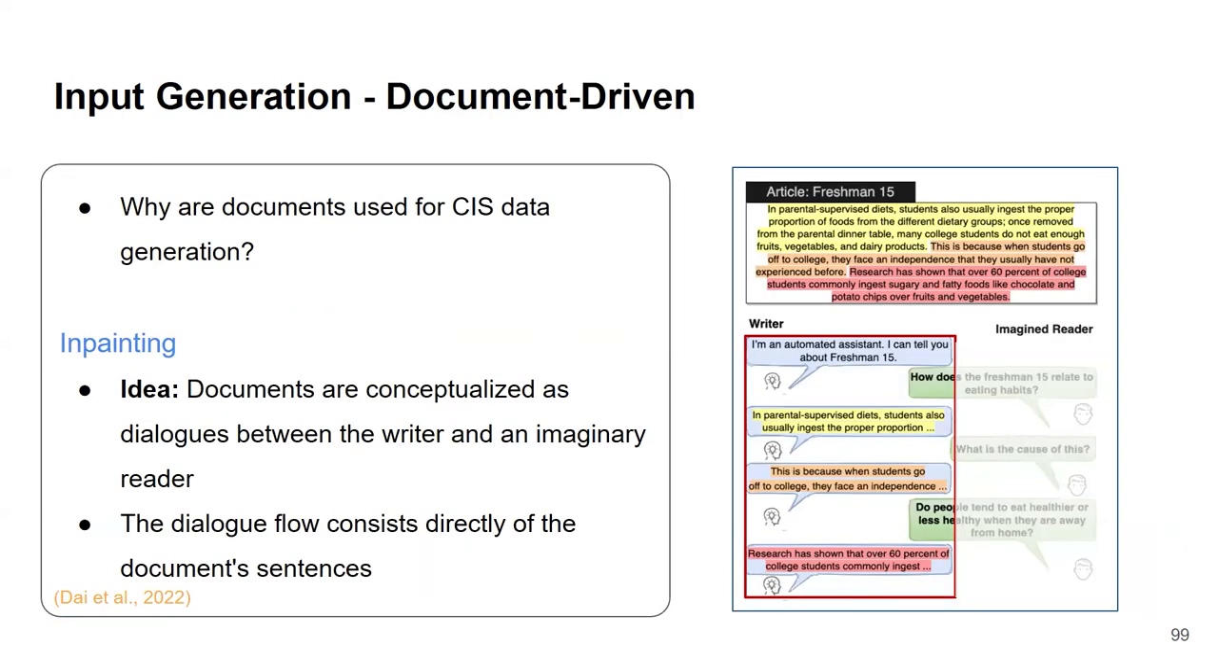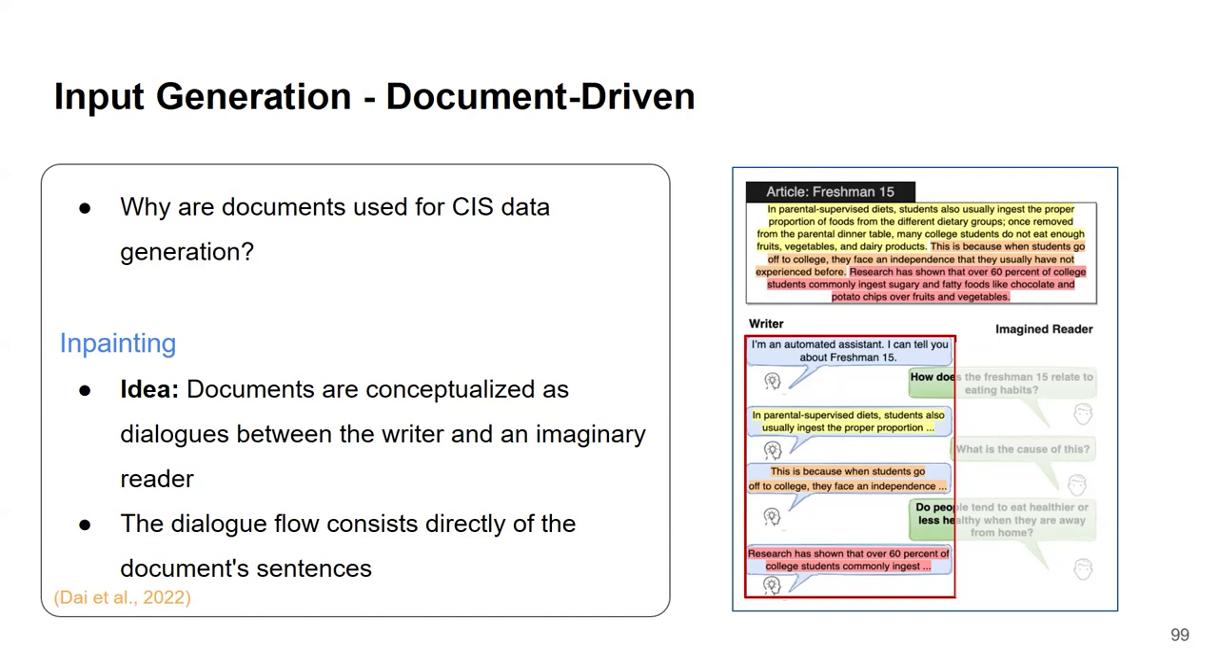So the first approach for the input generation or the conversation seed generation is document-driven. Why are documents used for information-seeking data generation? High quality documents are typically written and edited by experts. These documents begin with a broad concept of the subject, and then go to the specifics of this topic. So it has a flow, and this flow can be used for generating a conversation.